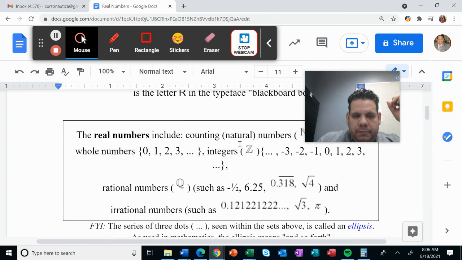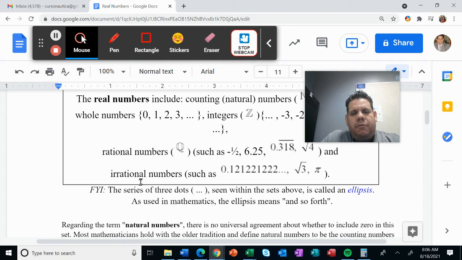All right, and it says, for your information, the series of three dots seen within the sets above, like here and here, is called an ellipsis. And in mathematics, the ellipsis means "and so forth."